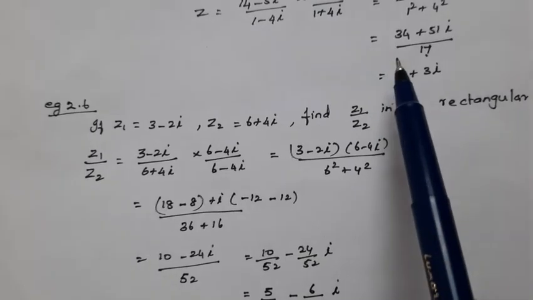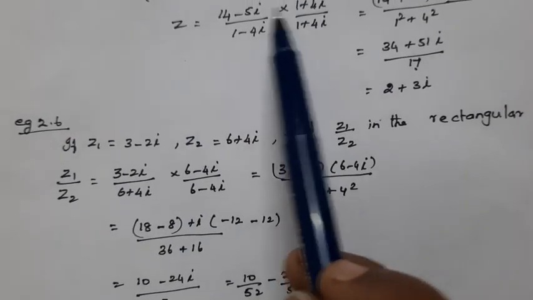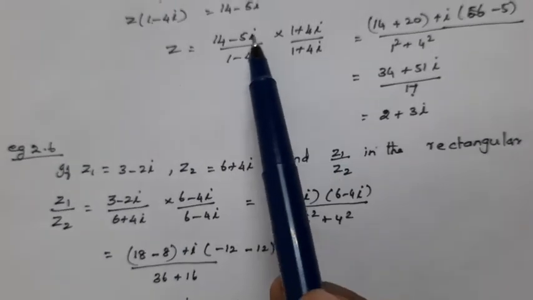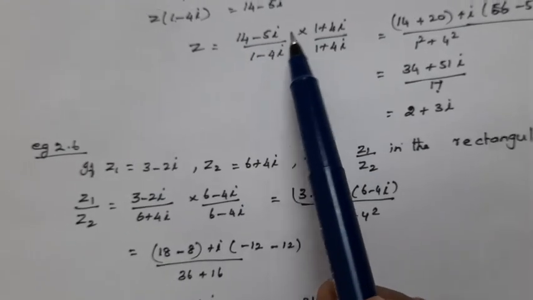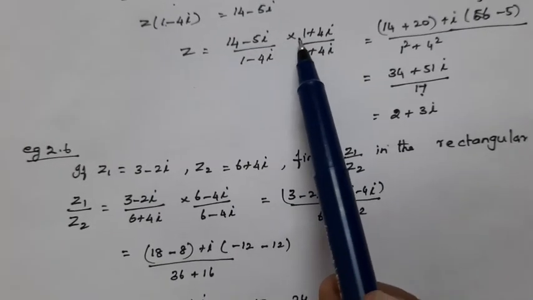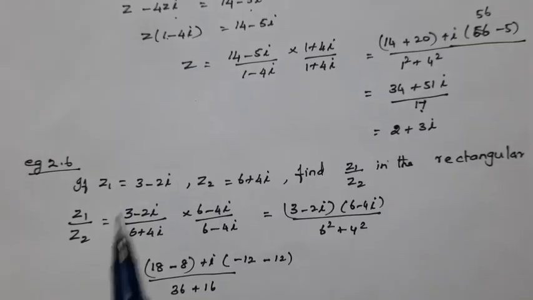Do you understand this? While doing the multiplication, either you can multiply directly or you can apply the rule of multiplication of two complex numbers. That is up to you.